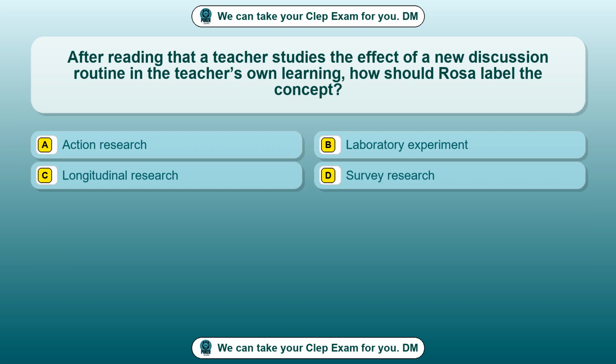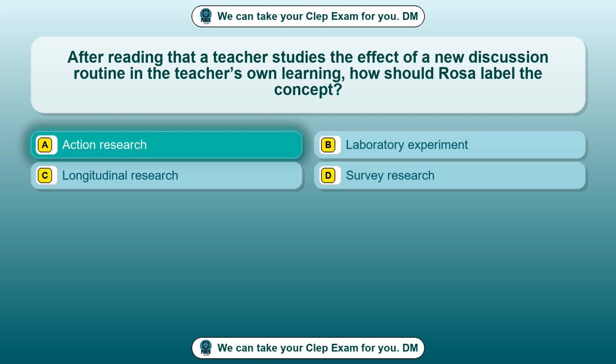Question 99. After reading that a teacher studies the effect of a new discussion routine in the teacher's own learning, how should Rosa label the concept? Option A, action research. Option B, laboratory experiment. Option C, longitudinal research. Option D, survey research. The correct answer is option A, action research.